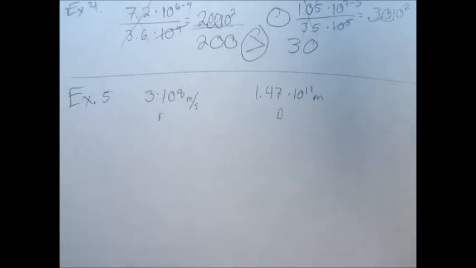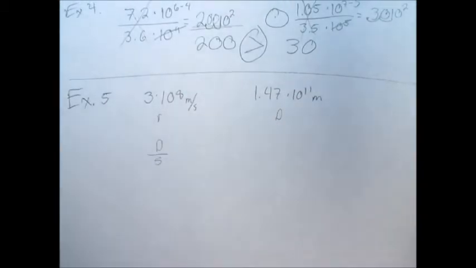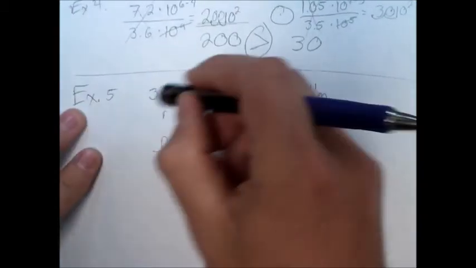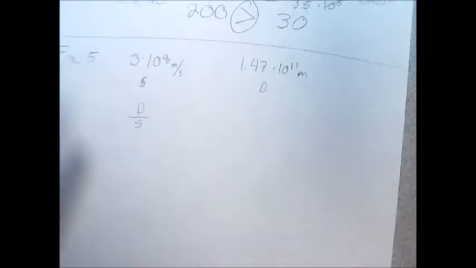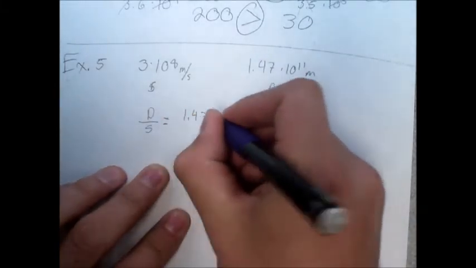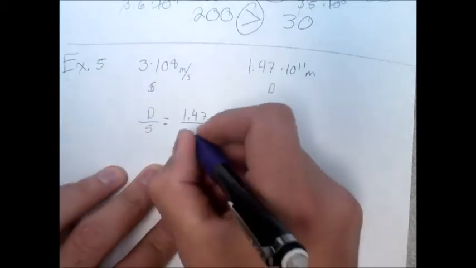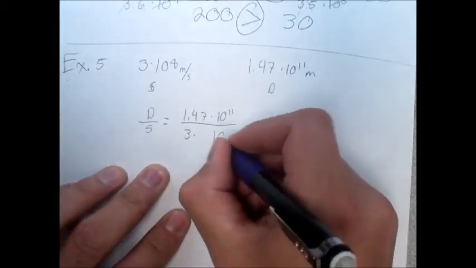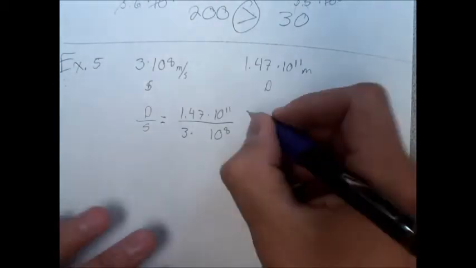120 divided by 60, right? So we took what? We took our distance and we divided it by our speed, right? So if this is our speed right here and this is our distance, I'm going to take my distance, 1.47 times 10 to the 11th, and I'm going to divide it by my speed, which is 3 times 10 to the 8th. And then that ought to give me my answer. Okay? So I do it just like I did the last ones.